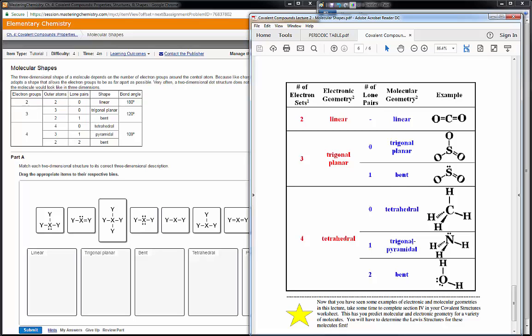And there are some small differences, like I call this trigonal pyramidal. They just call it pyramidal. And then they include the bond angle. What they don't include on this chart is the electronic geometry.